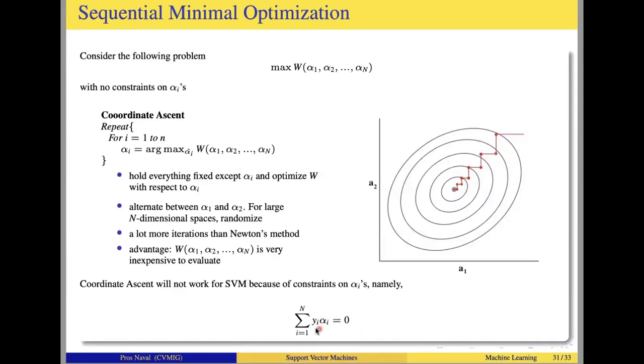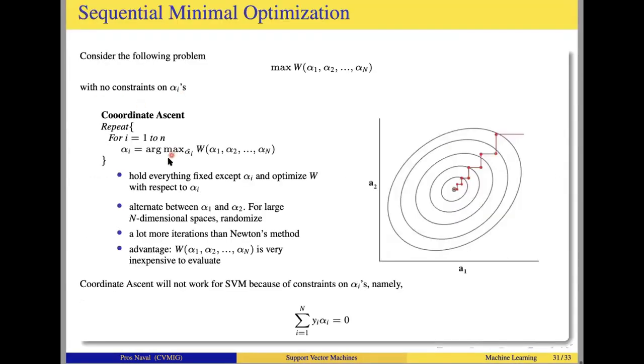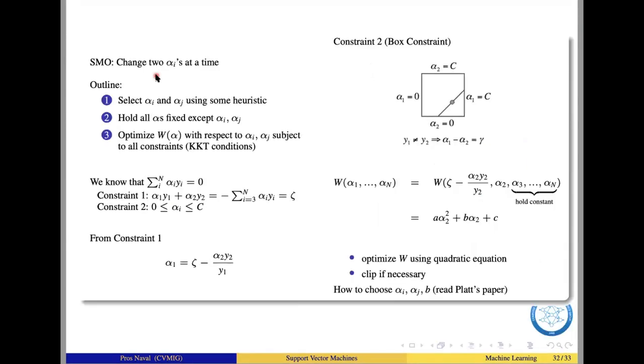So what do we do? Well, we modify it a little bit. We only change 2 alphas at a time instead of 1. Here we change 1 alpha at a time. Hold everything fixed except alpha I. But here we change 2 alphas at a time. So this is the SMO algorithm by Platt.